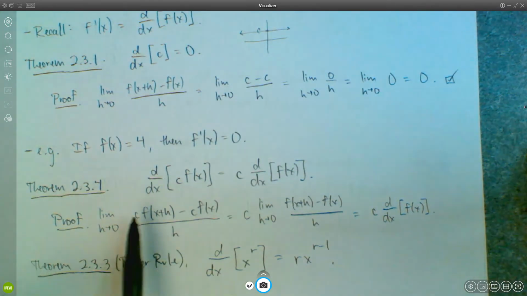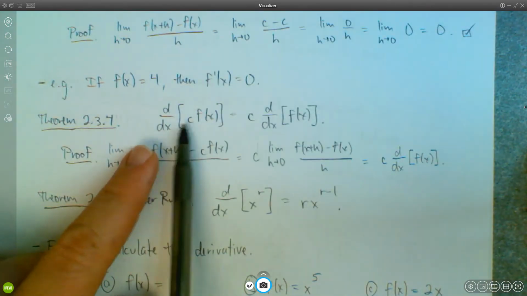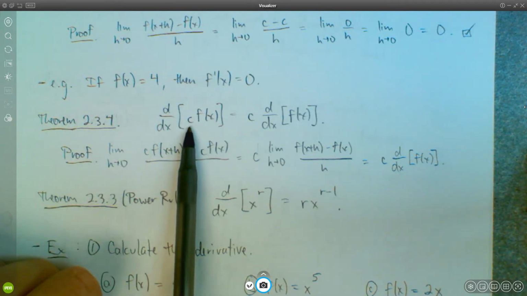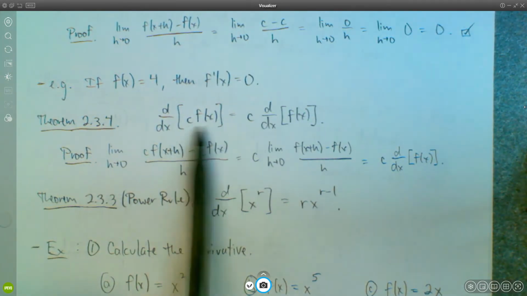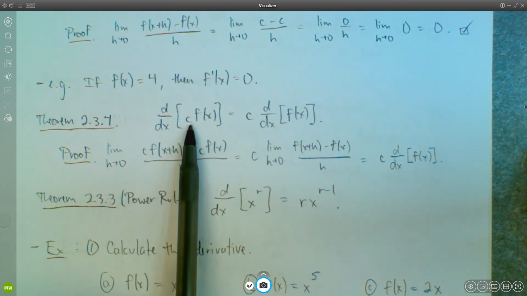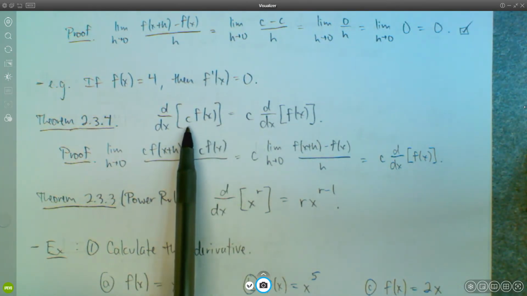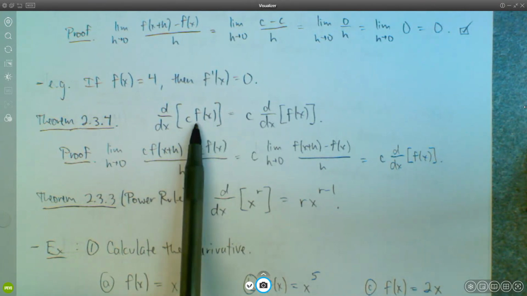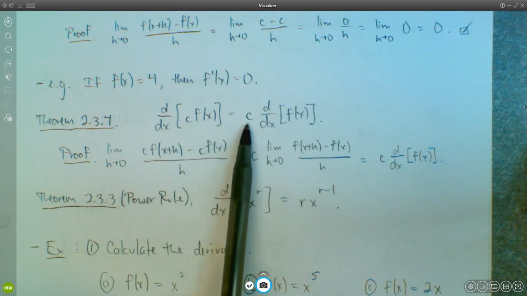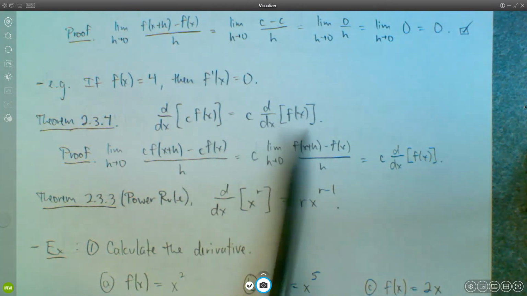Here's another important building block as it relates to these constant values. If you have some function that you're multiplying by some number, like say you're multiplying the entire function by 3 or something like that, well, you can factor that constant out before you take the derivative.